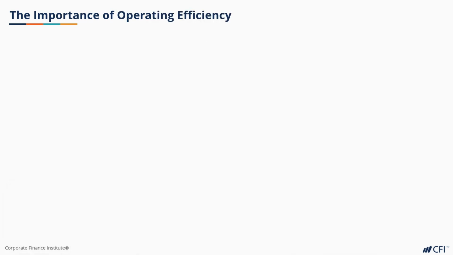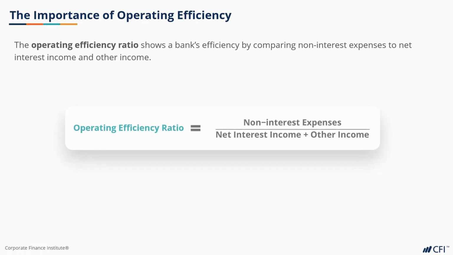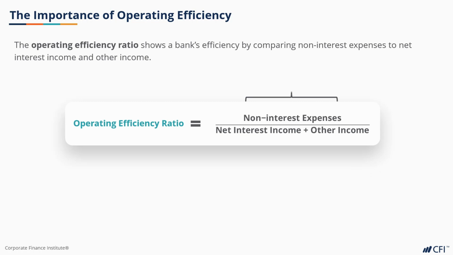Moving back to profitability, let's have a look at the operating efficiency ratio. This ratio shows a bank's efficiency by comparing non-interest expenses such as salaries, occupancy costs, technology expenses, and other administrative expenses to net interest income and other income.